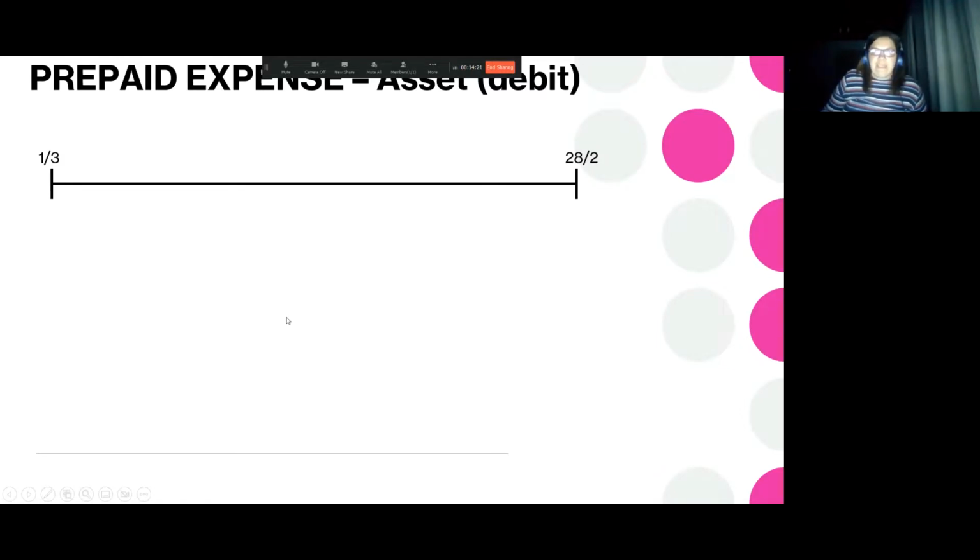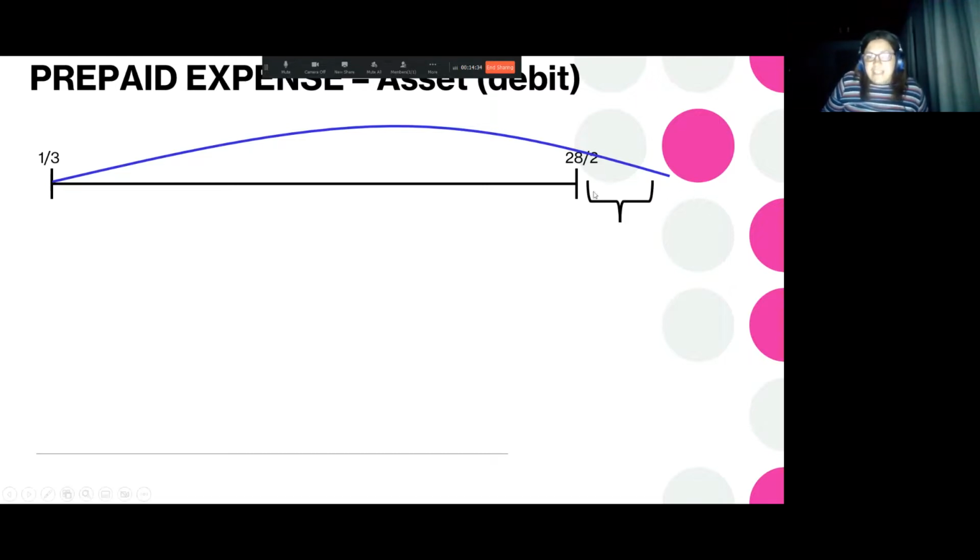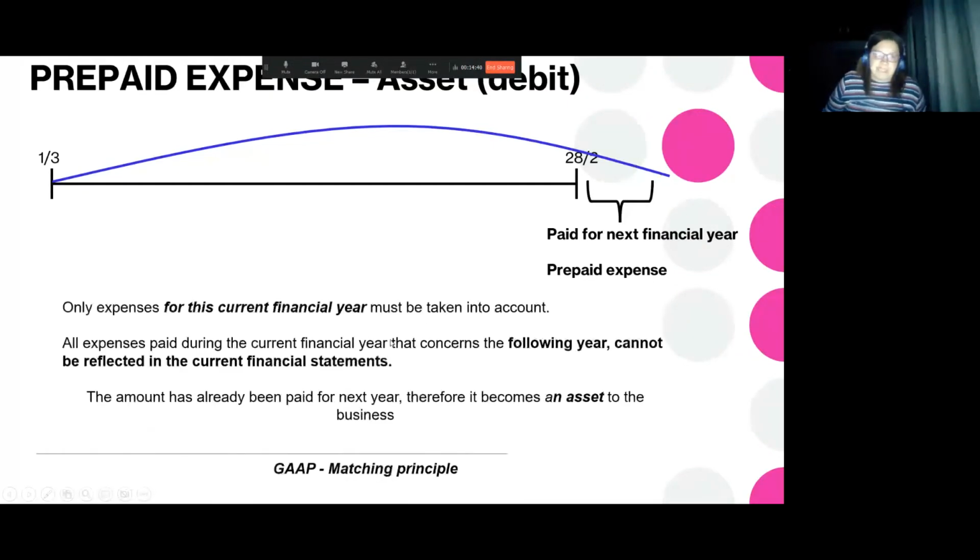Then I have prepaid expense, which is an asset, and debit. So here's my financial year. My prepaid expense, I have paid too much. So this portion that's outside the timeline, this was paid for next financial year. Therefore, we have a prepaid expense.